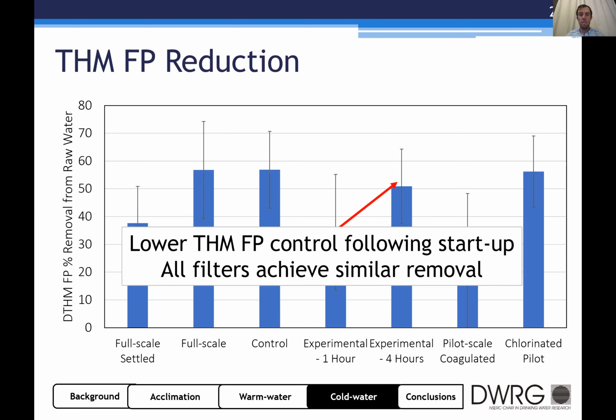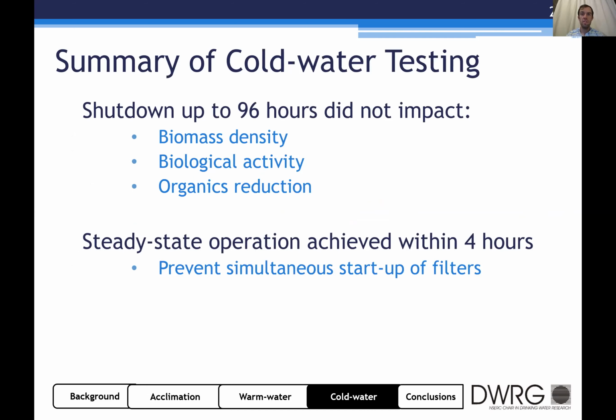So there were lower THM formation potential control following startup, but ultimately at steady state, all of the filters achieved similar removal. So to summarize cold water testing, shutdown up to 96 hours didn't impact biomass density or enzyme activity. So the biological community in all of the filters was similar despite shutdowns of up to 96 hours, and it didn't impact organics reduction at steady state.